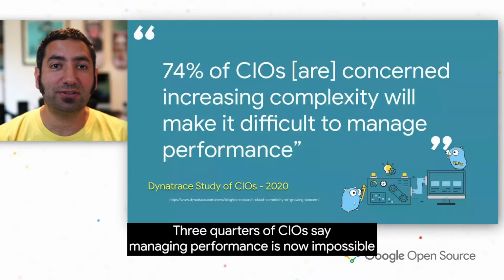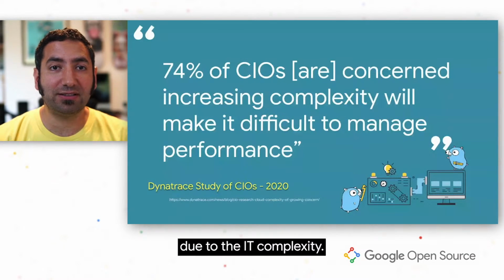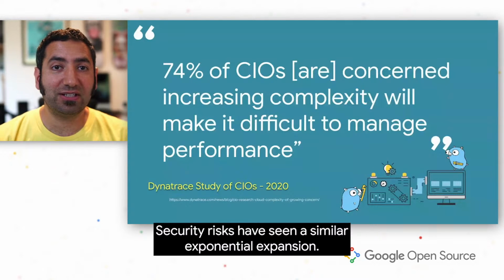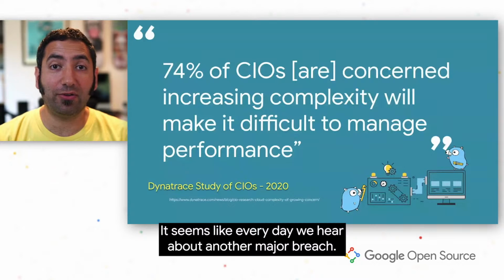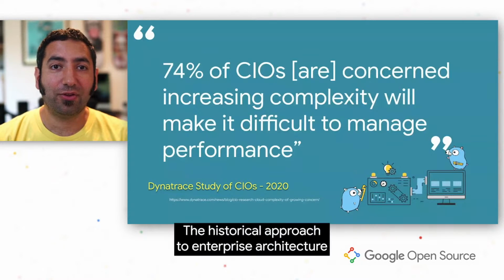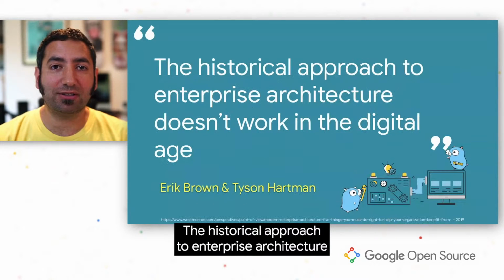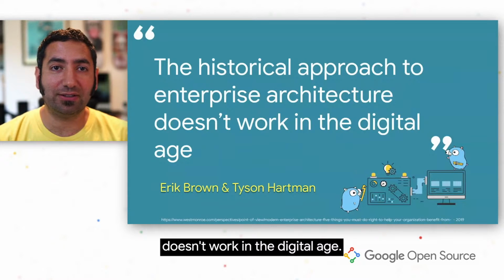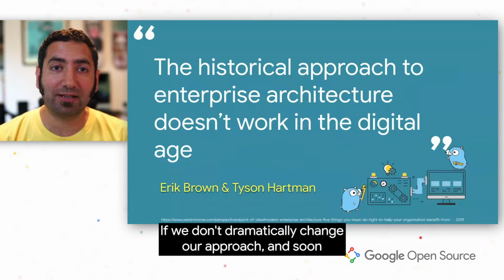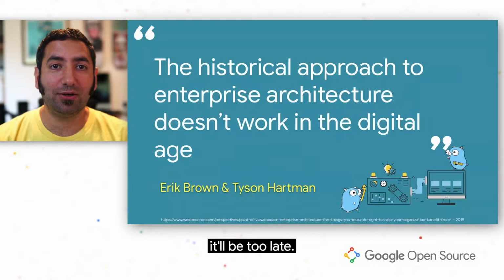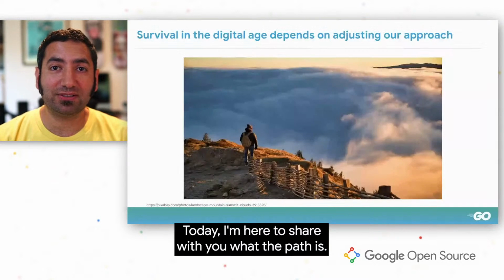3/4 of CIOs say managing performance is now impossible due to the IT complexity. Security risks have seen a similar exponential expansion. It seems like every day we hear about another major breach. The historical approach to enterprise architecture doesn't work in the digital age. If we don't dramatically change our approach, and soon, it'll be too late. Today, I'm here to share with you what the path is.